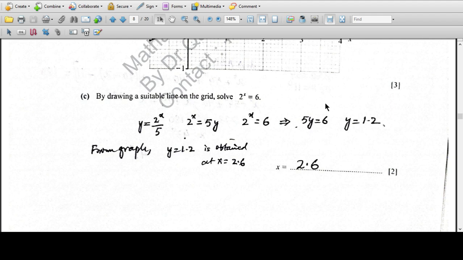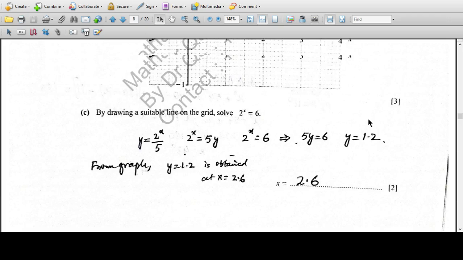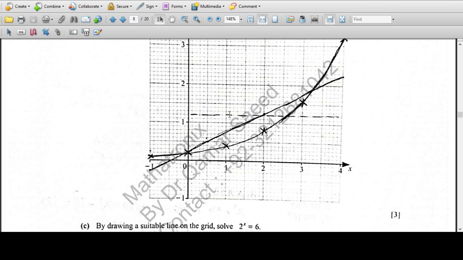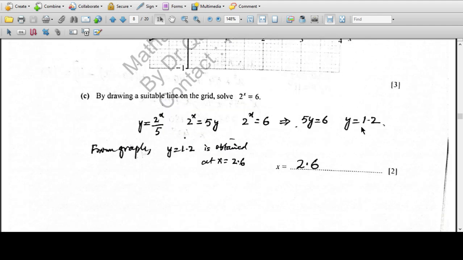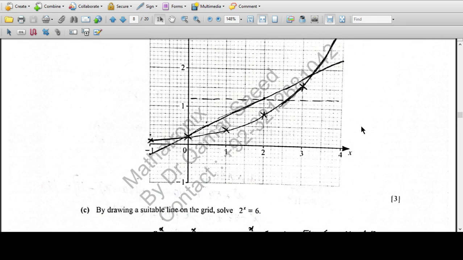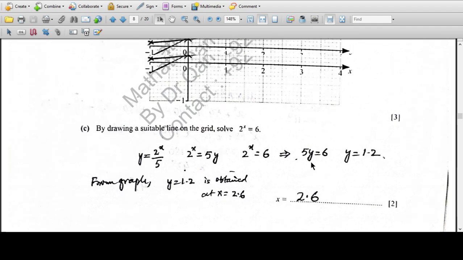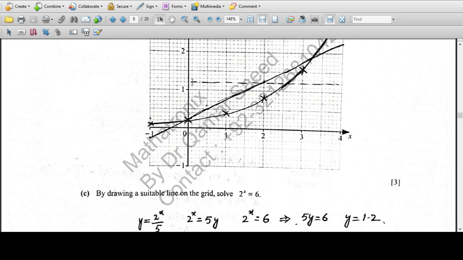So y is equal to 6 divided by 5, which is 1.2. So we draw a line at 1.2, and we will read the value of x at 1.2. At 1.2, we read this value, and this line is intersecting the curve at this point, 2.6. So the value of x is 2.6, which is read from this graph.